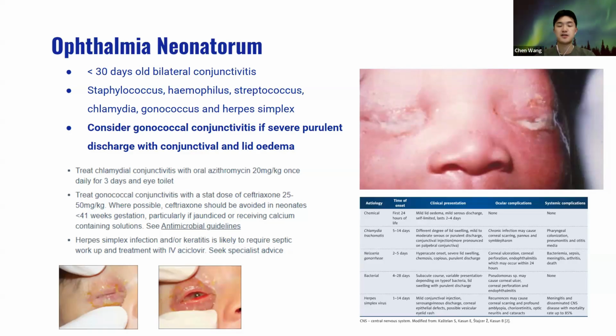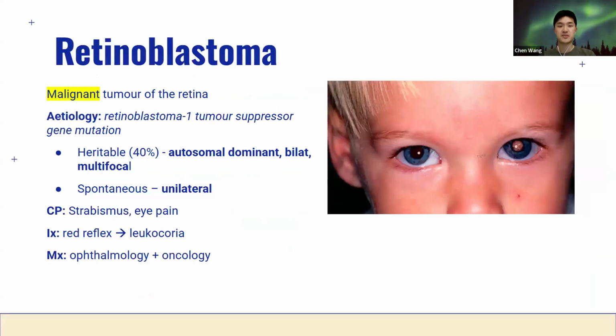And there are different management guidelines for ophthalmia neonatorum, depending on the pathogen itself. So, for example, for gonococcal conjunctivitis, a stat dose of ceftriaxone is needed. And if it's suspected to be chlamydial, then oral erythromycin is sufficient.